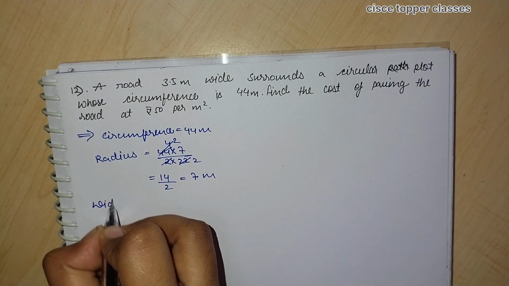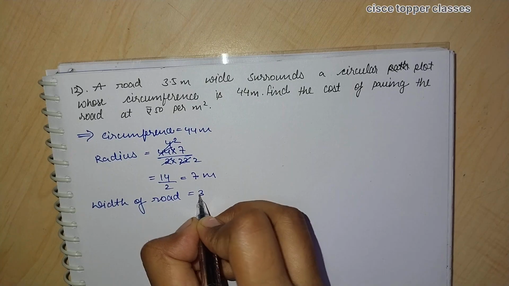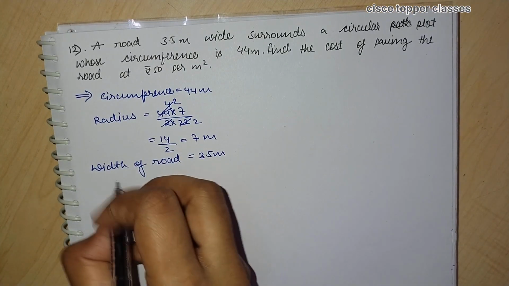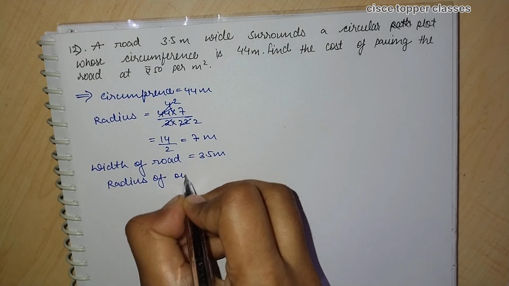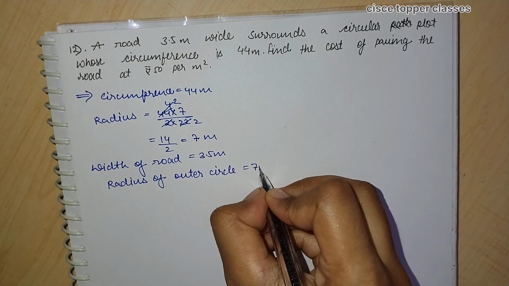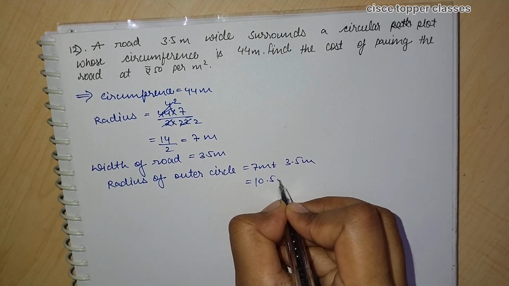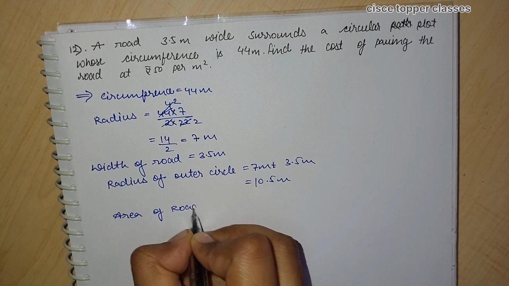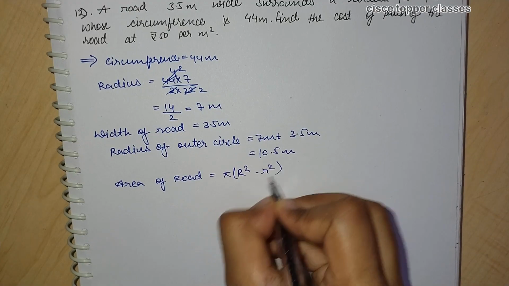And here the width of road is equal to 3.5 meter. If width of road is 3.5 meter, radius of the outer circle, we can write radius of outer circle as 7 meter plus 3.5 meter. So it will be 10.5 meter. From that we can find the value of area of road. So area of road will be pi capital R square minus small r square.